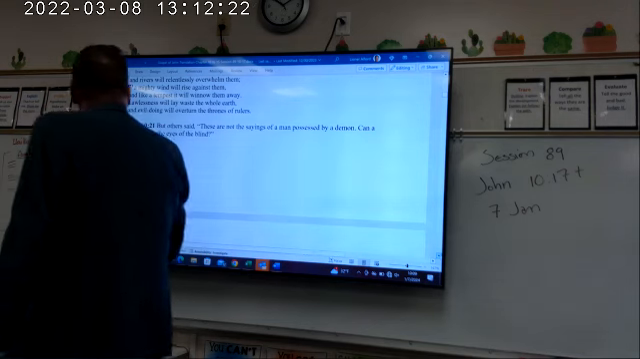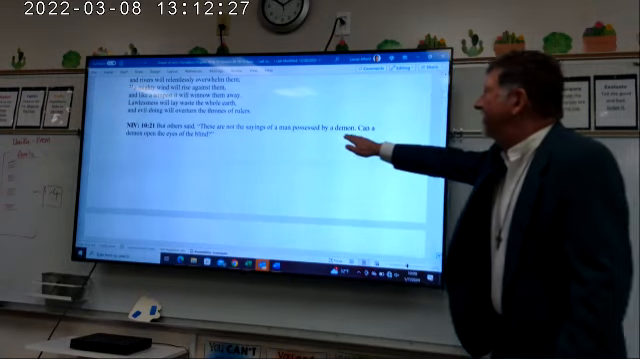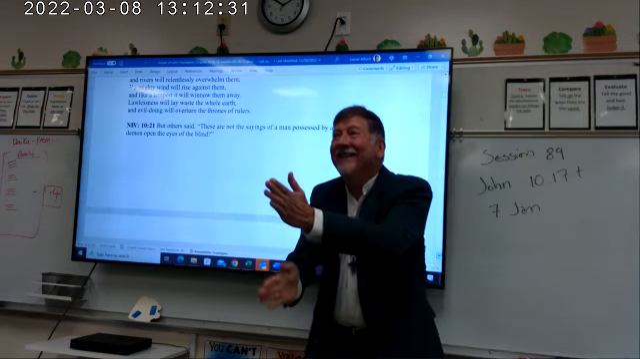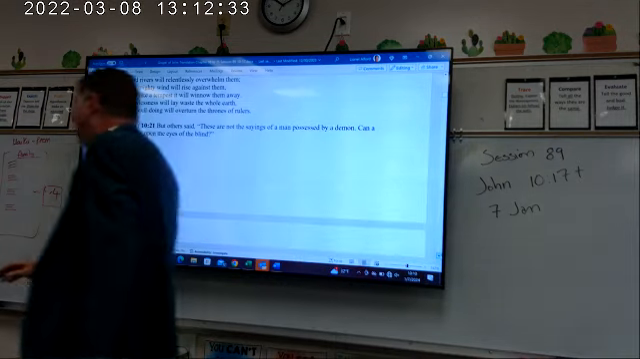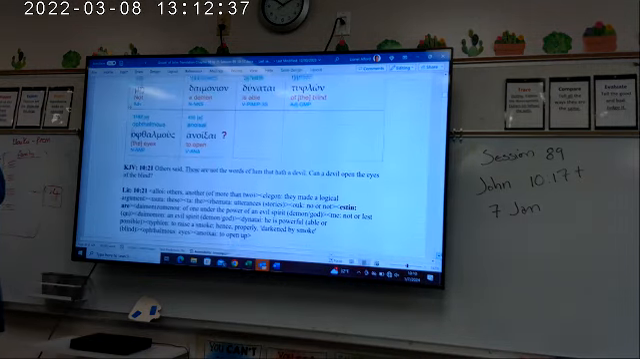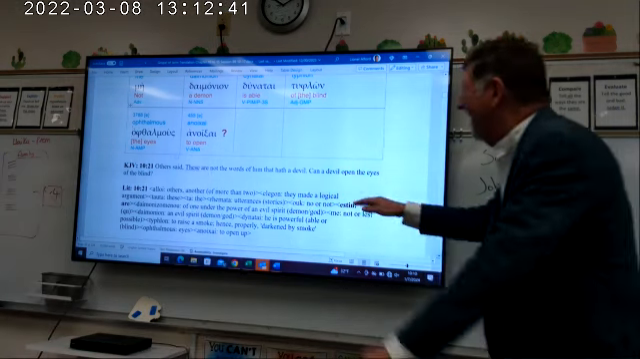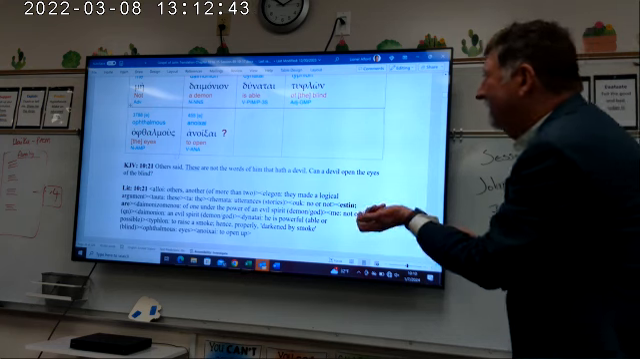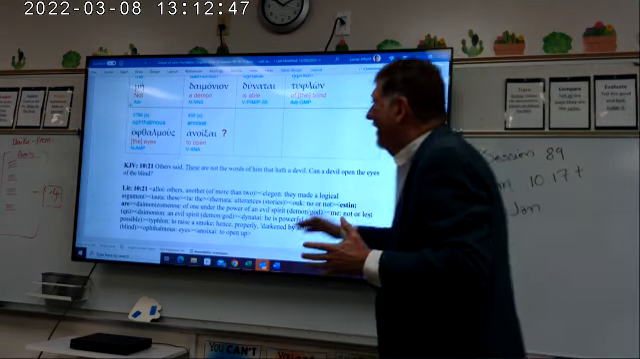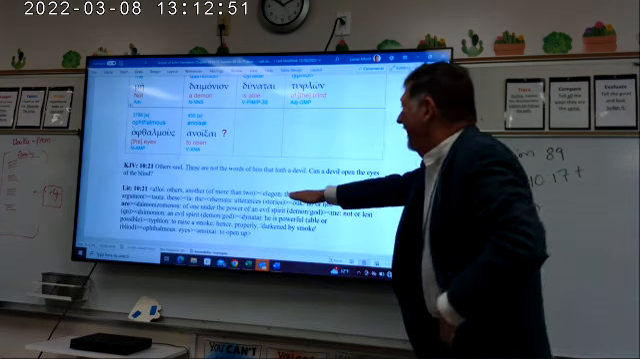But others said, these are not the sayings of a man possessed by a demon. Can a demon open the eyes of the blind? Okay, I told you this section is all about the man born blind. And here we have the end point of this. Others said, these are not the words of him that hath the devil. Can a devil open the eyes of the blind? You've got to look at the words, right? Others, more than two, they made a logical argument.